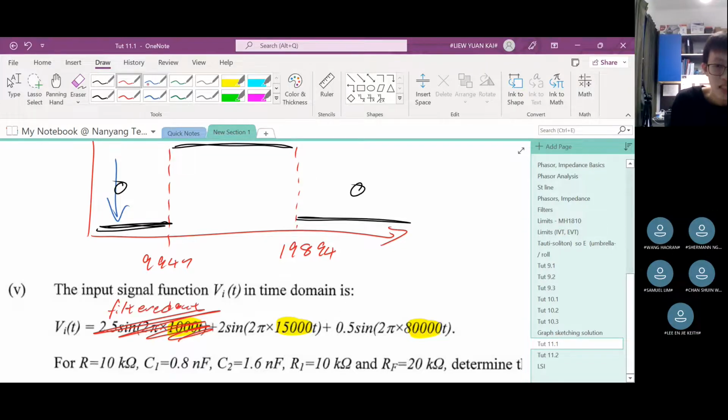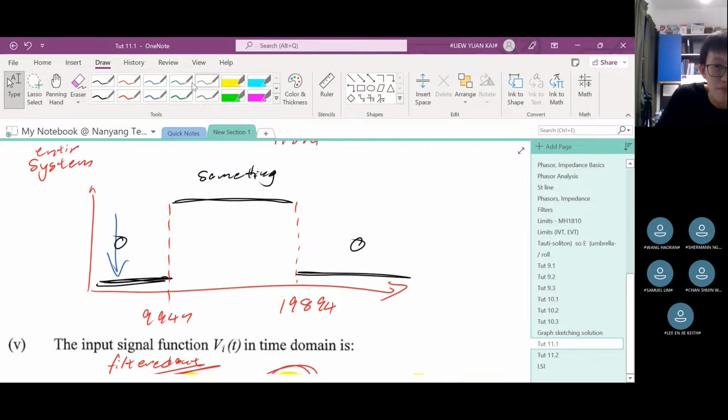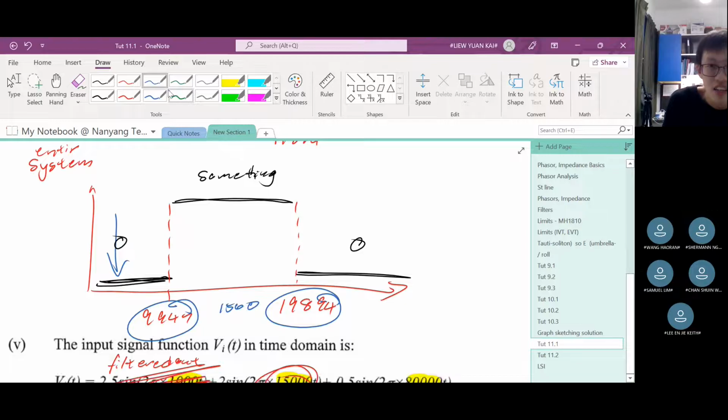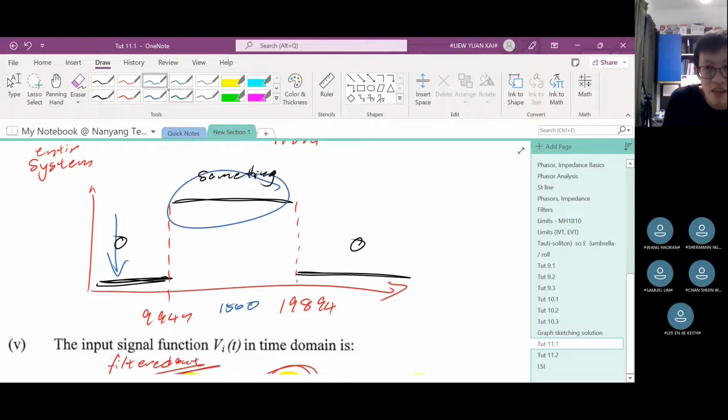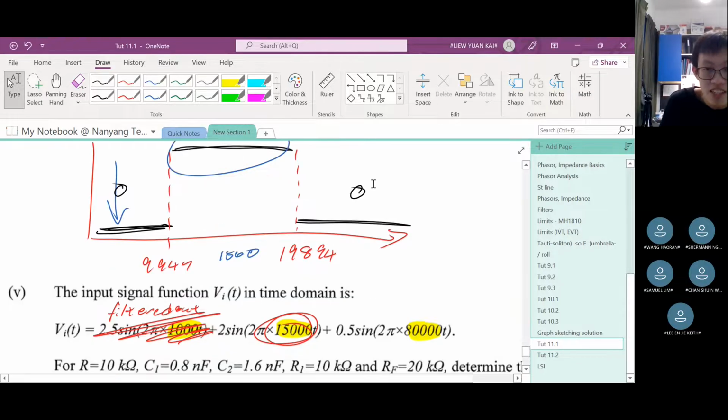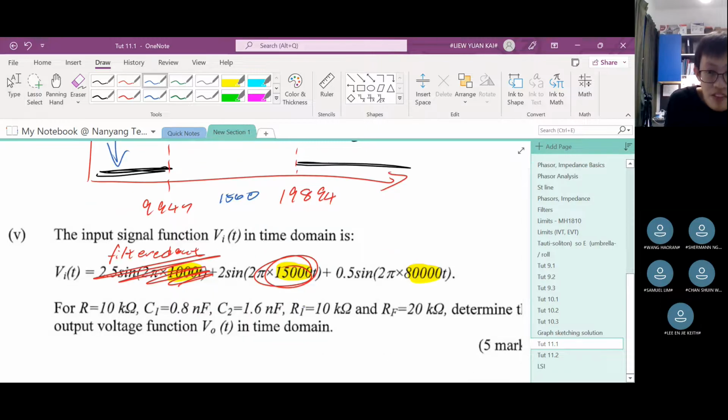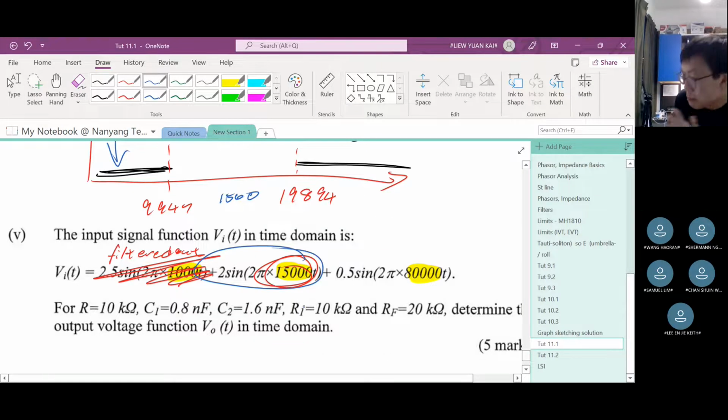Now let's check 15000. Where is 15000? That is between the two cutoff frequencies, right? 15000 is somewhere here, correct? It's between 9,000 and 19,000. So look at the gain. It's something. What does that mean? That means this waveform, waveform 2, is allowed to pass through. It does not get filtered out.